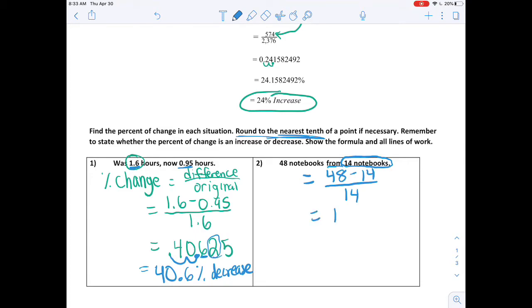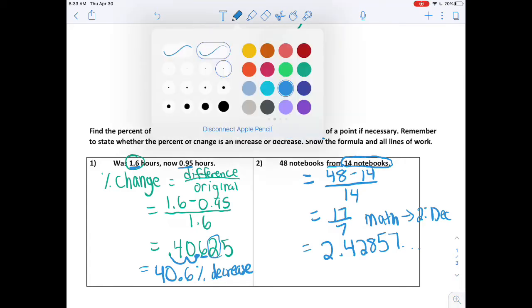You might get a fraction. I got a fraction in my calculator, I got 17 over 7. Remember to hit the math button and go down to number 2, decimal, to get it to be a decimal, and click enter. You should get 2.4287... We don't need any more decimals here.